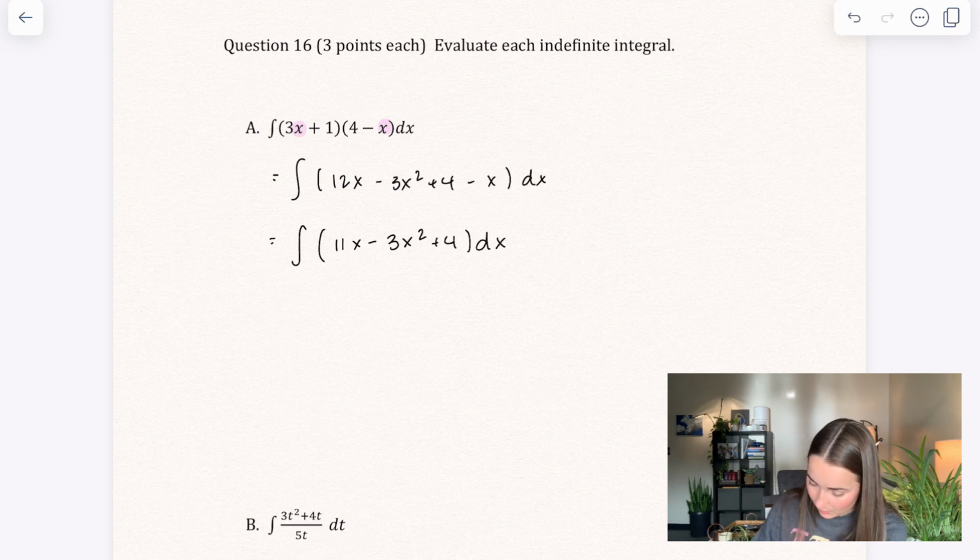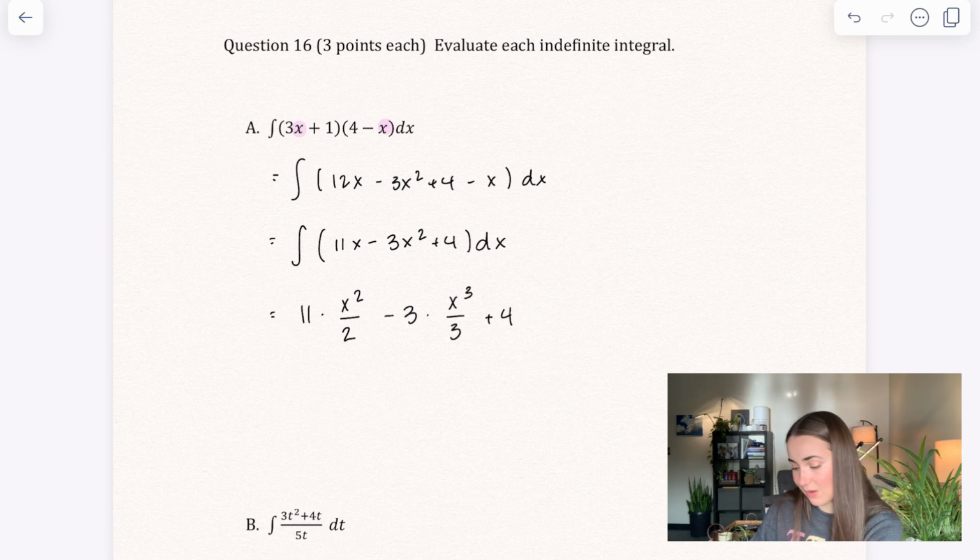And here we can just go ahead and take the antiderivative. So that 11 hangs out. We add 1 to the power, divide by that new power. 3 hangs out. We get x cubed divided by 3. When we have a constant, we just tag on that x value, and then don't forget c.